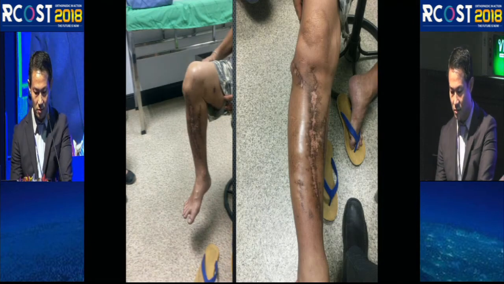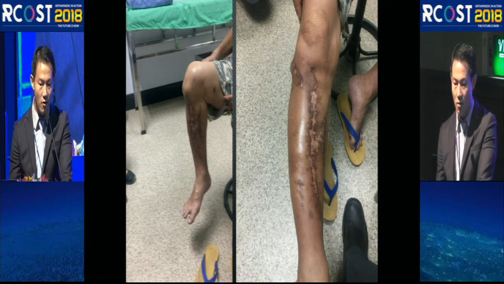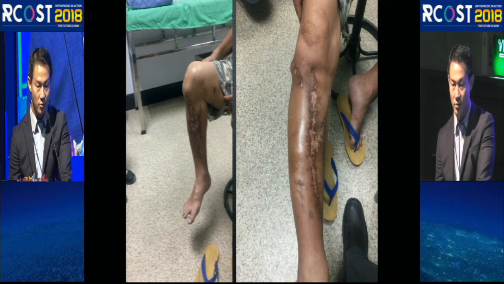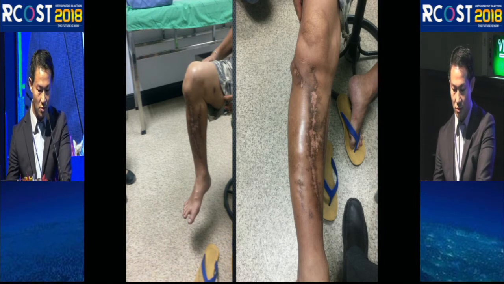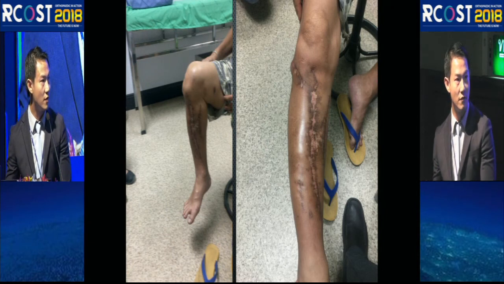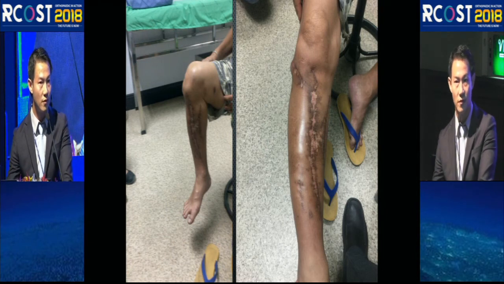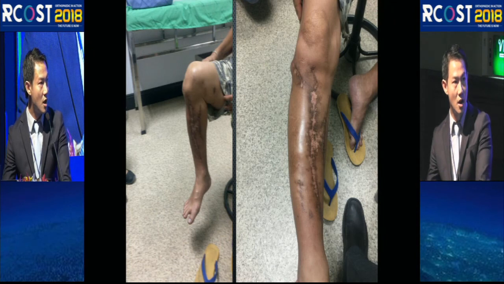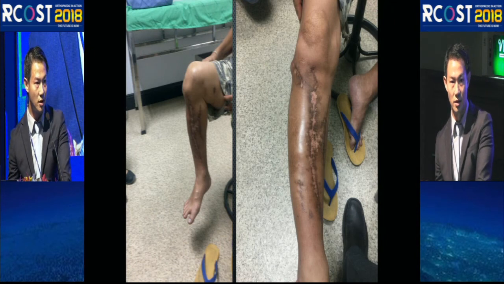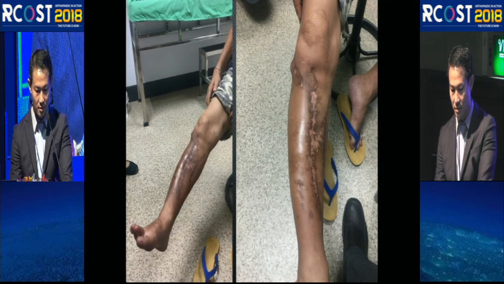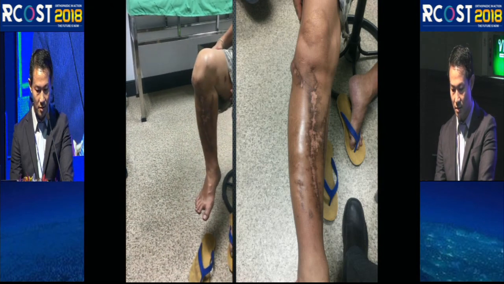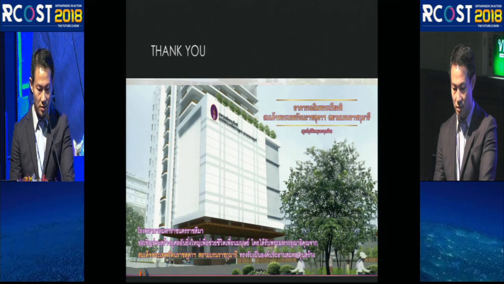This is my result. After the fixation, the range of motion is quite good, and the wound is okay. Maybe for further management, we will talk to the patient about high tibial osteotomy to restore the joint alignment. Okay. Thank you.